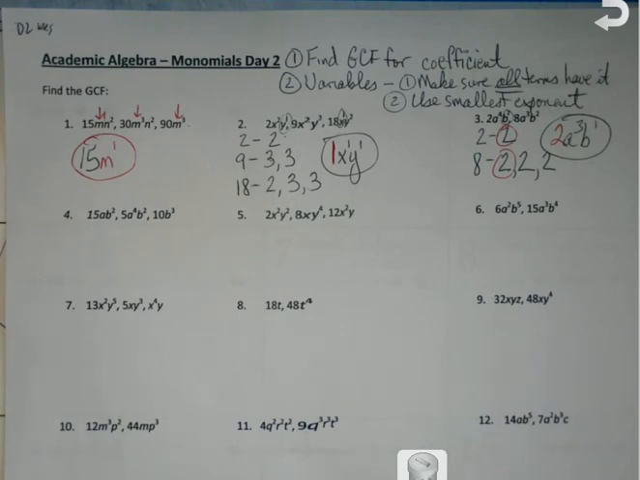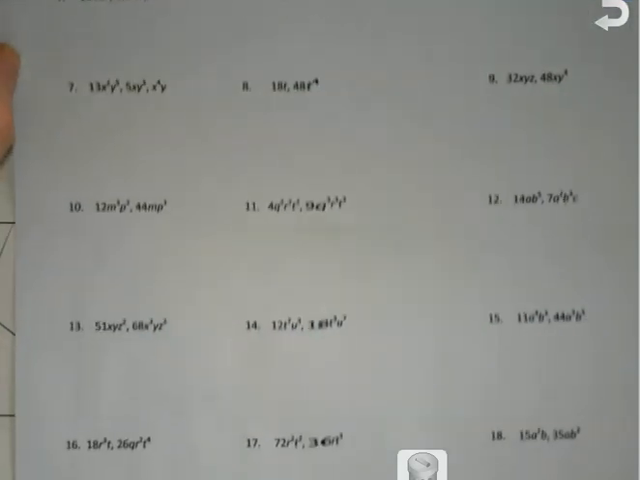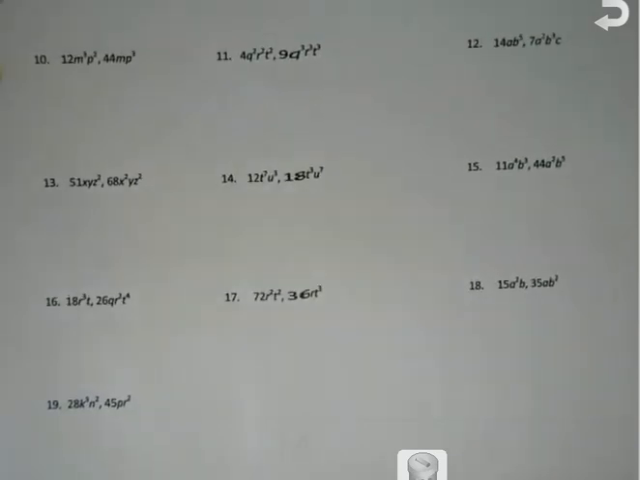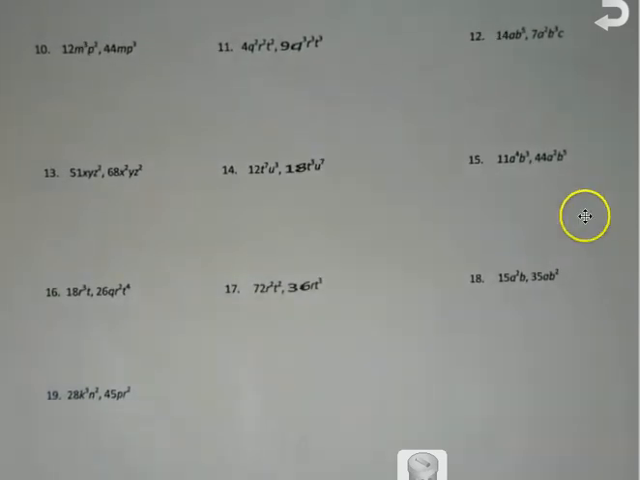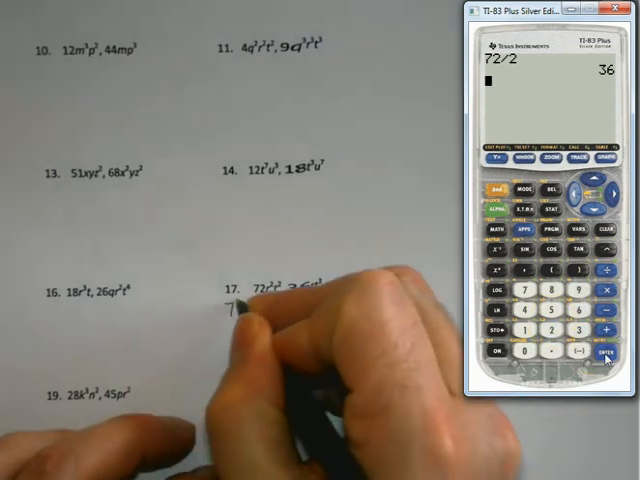Just to be sure, I want to do one more. I want to do 13, because the number's a little weird. Actually, no, I see a better one. Let's do 17. All right. 72. Oh boy. Just to let you see, sometimes these may go a little while.